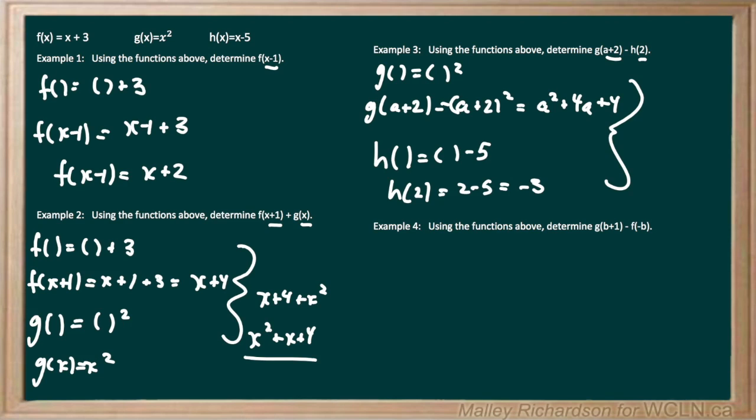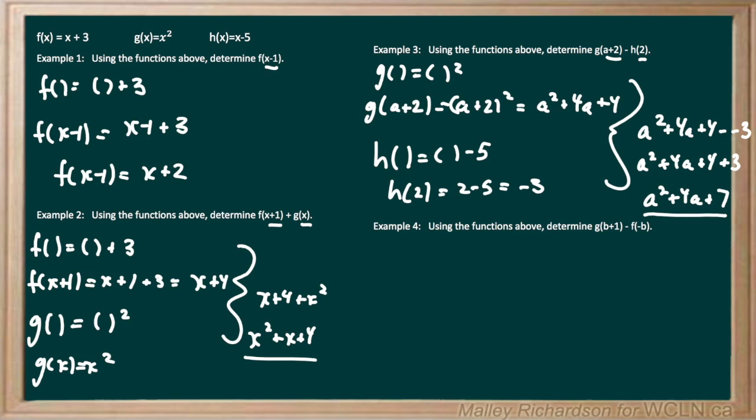Now they want us to subtract these two functions, so we have a squared plus 4a plus 4 minus h of 2, which is negative 3. So we're going to have minus negative 3. This minus negative 3 turns to positive 3. So we have a squared plus 4a plus 4 plus 3. And then the 4 and 3 can combine to form 7. So a squared plus 4a plus 7 is our final answer.